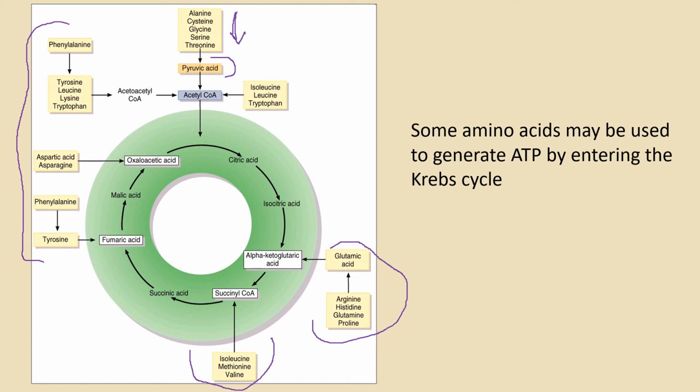Not shown here, but let me remind you that one of the important products of the Krebs cycle is that NAD and FAD get electrons, and they will transport those electrons over to the electron transport chain, which is also inside the mitochondria.